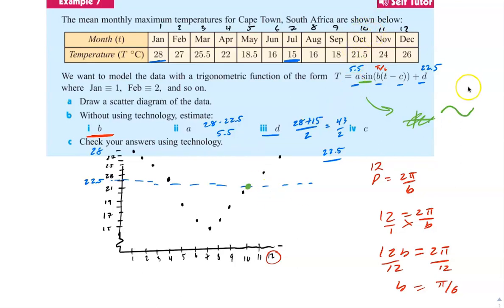And again, it's a sine graph, so it should be going up. That's why this one right here doesn't work. This is exactly 22, but the values are going down. Sine graph should be going up, so around there. So we could say 10, 10.5. I'll probably just say 10.5. We'll say C is 10.5. And there's our equation: y equals 5.5 sine of pi over 6 times (t minus 10.5) plus 22.5.